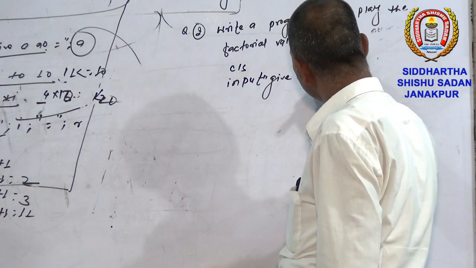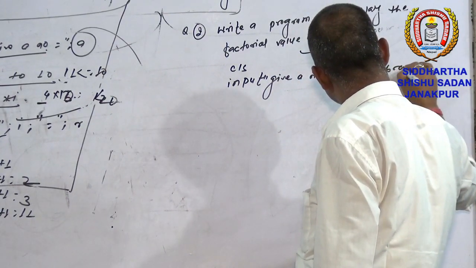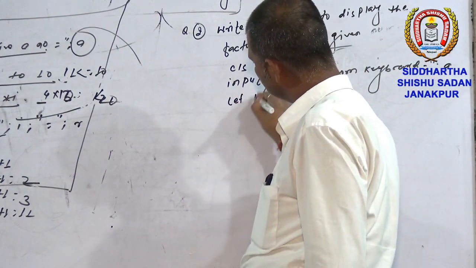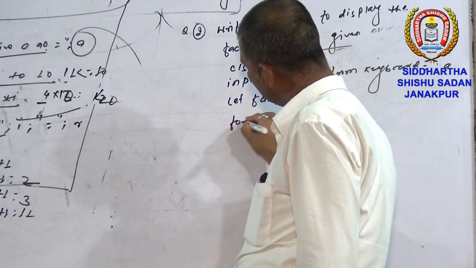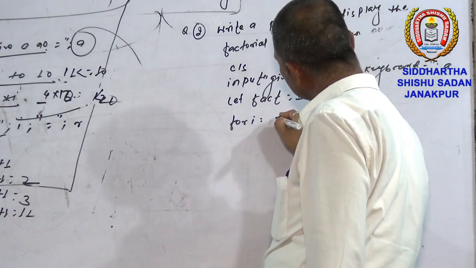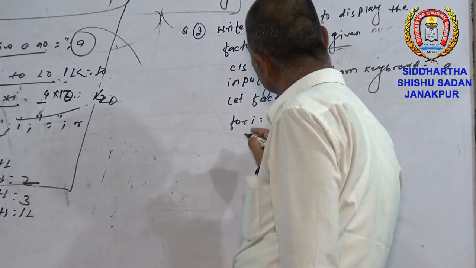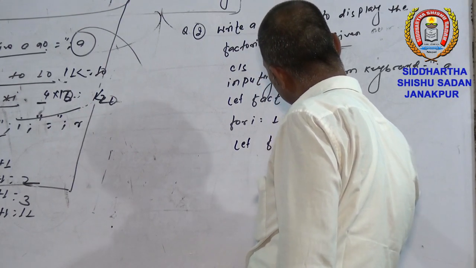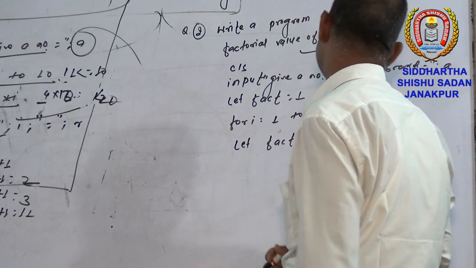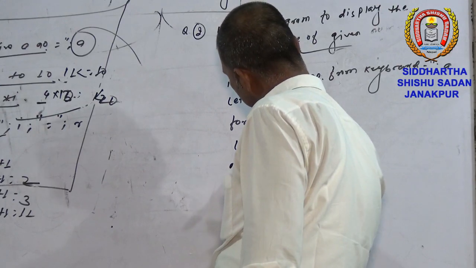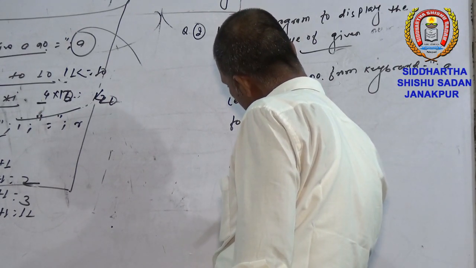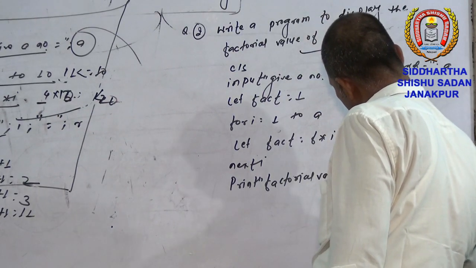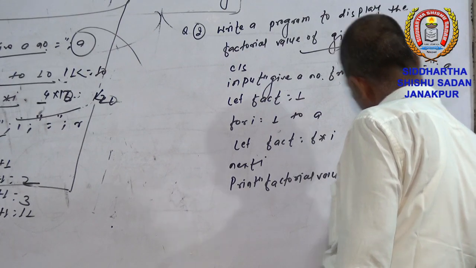Give a number from keyboard. Let fact equal to 1. For I equal to 1 to A. Let fact equal to fact into I. Next I. Print factorial value of given number equal to fact.